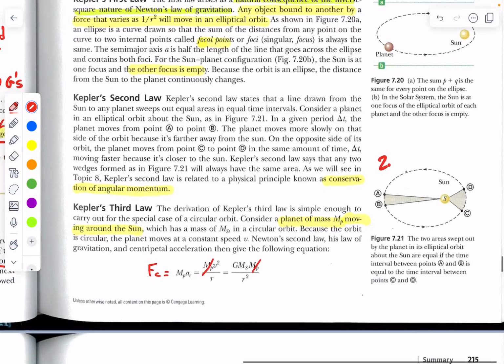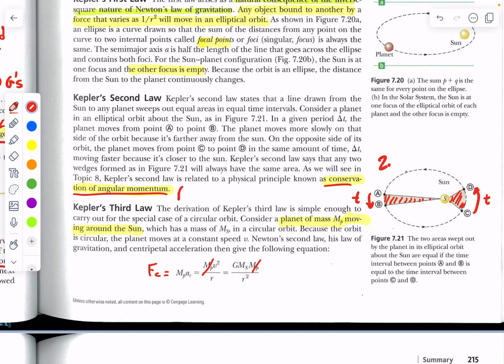Because the planet is traveling more slowly here and traveling faster there, the same amount of time is taken when it goes from A to B as the planet is taking when it goes from C to D. So when you measure this area right here, it turns out to be the same as this area right there. That is the second law, and it's related to the conservation of angular momentum.